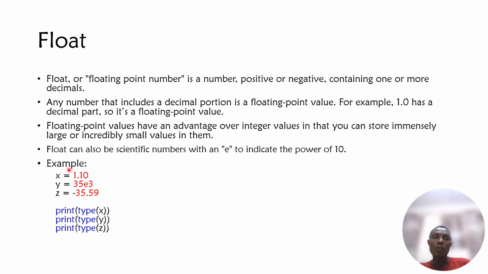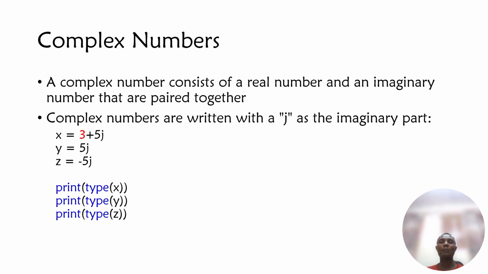10. So for instance, x is equal to 1.10, y is equal to 35 to the power of what? To the power of 3. So 35 e 3 means now this is to the power of 10, multiplied by 35, understand? So z is equal to negative 35.59. If you print that data type, it's going to give us float data type.